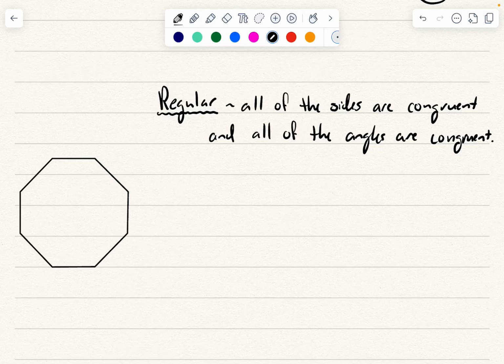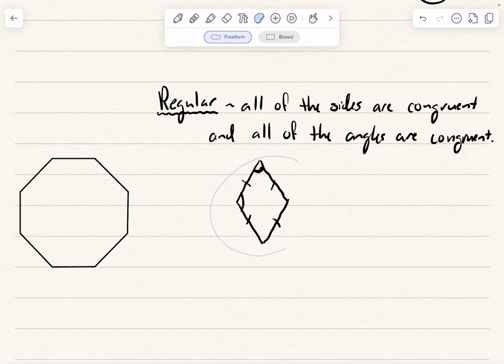Both of those things. For instance, if I had a four-sided figure, I could have something like this that's called a rhombus. In this figure, all the sides are the same length, but clearly not all the angles are the same. Here's one that's obtuse, and this one right here is a little acute angle. So that's not the case.